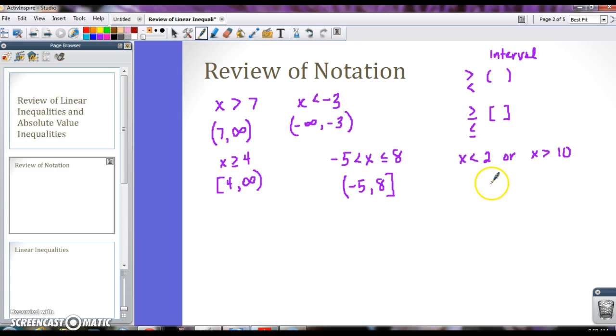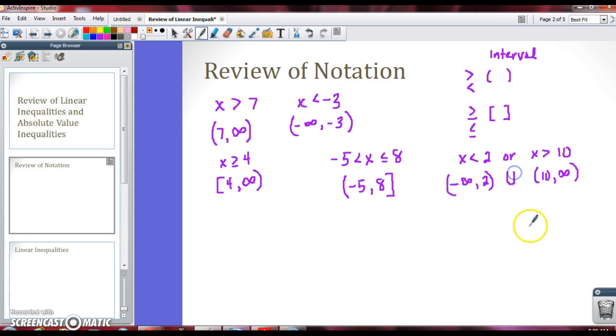Okay, so the one important thing about this is that I have to write this as two separate pieces. So here I would have from -infinity to 2, and here I would have from 10 to +infinity, and in place of the or, I would use U because I'm talking about the union of those two sets. It would be everything here and everything here, and that's the union of those sets. Okay, so that's the different notation that you'll see.